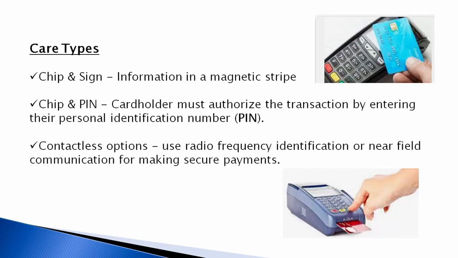Card types: chip and sign. So this information is in a magnetic strip. You can see some debit cards have a magnetic strip. So this is called chip and sign. And chip and PIN: the cardholder must authorize the transaction by entering their personal identification number. Every time you do a transaction, you have to enter the PIN.